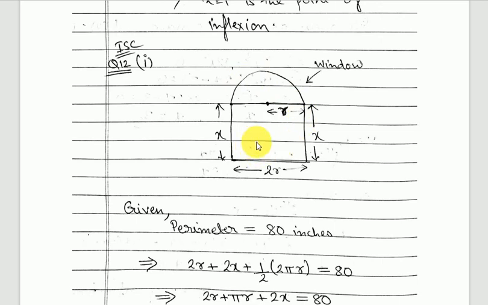Okay, we have to frame an expression of area of this window. We have to frame an expression for this window, and then we will see for what value, for what length, that area will be maximum.